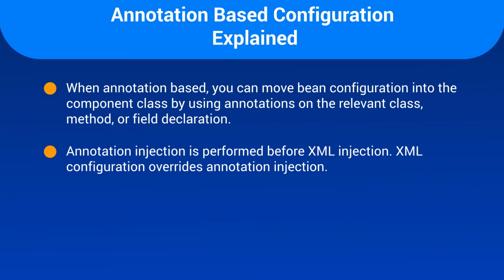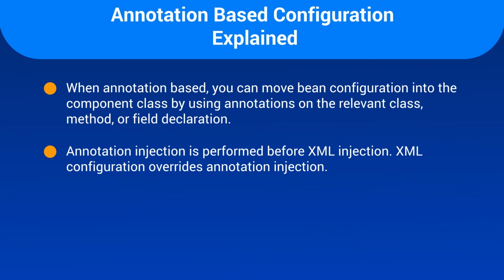Annotation injection is, and by the way, I mention annotation injection because keep in mind, these configurations are the different ways in which Spring can perform dependency injection. So annotation injection is performed before XML injection. In other words, the latter configuration will override the former for properties wired through both approaches. So you can have XML configuration along with annotation configuration. You can use them interchangeably, and you can have them both, but XML will take precedence.